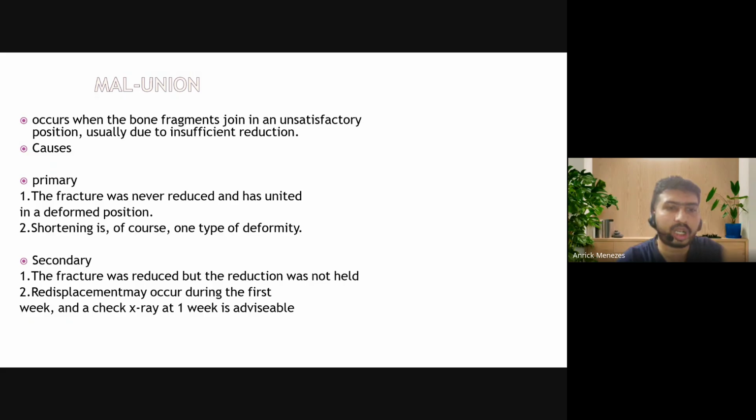In secondary malunion, the fracture was reduced, but the reduction was not held or not maintained. Redisplacement may occur during the first week, and a check X-ray in the first week is advisable. We need to see whether the fracture is uniting or some changes are occurring, or whether it is reduced properly. That has to be seen. If we check later and the malunion has already occurred, then it becomes difficult to address it.